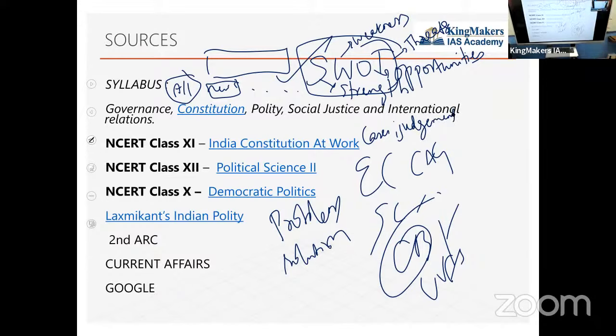Some people told me GS1 has too many facts, and that GS2 has no facts. There are facts in GS2 as well. If you don't know when AUKUS or NATO was formed, you will be beaten in Group 1. Ma'am, you may say it is not needed in UPSC, but it is important to write it in UPSC also. If you are writing it, it is better.